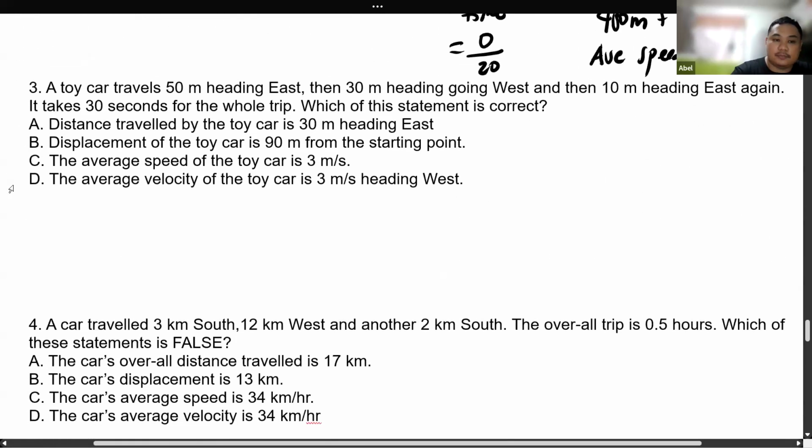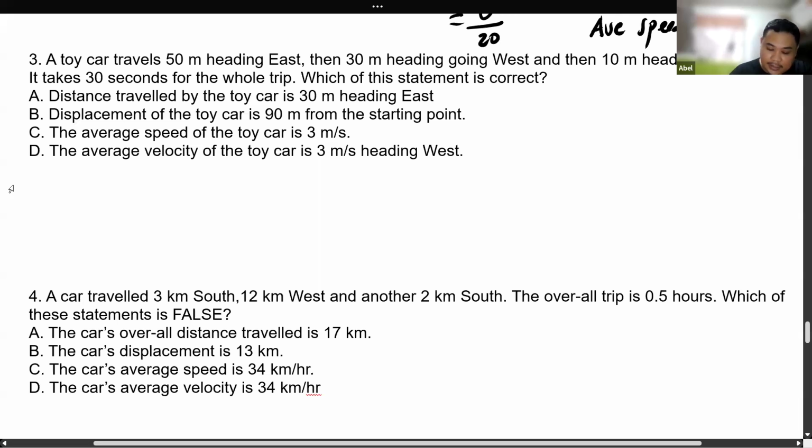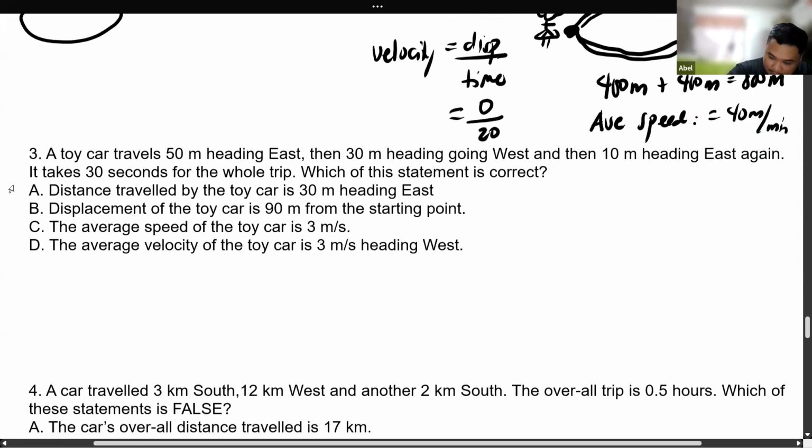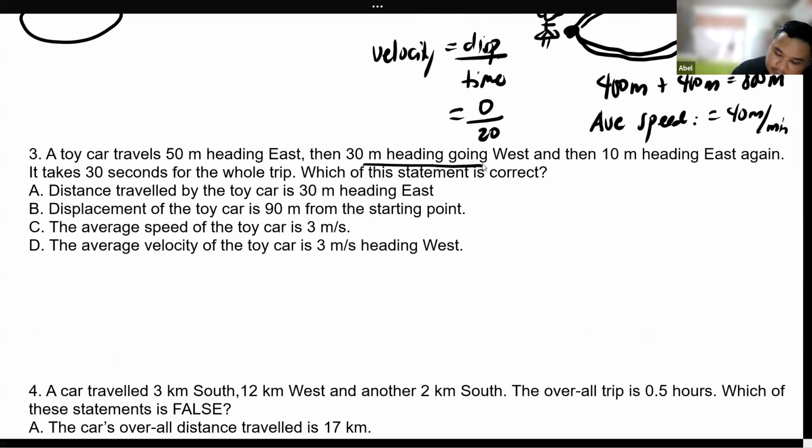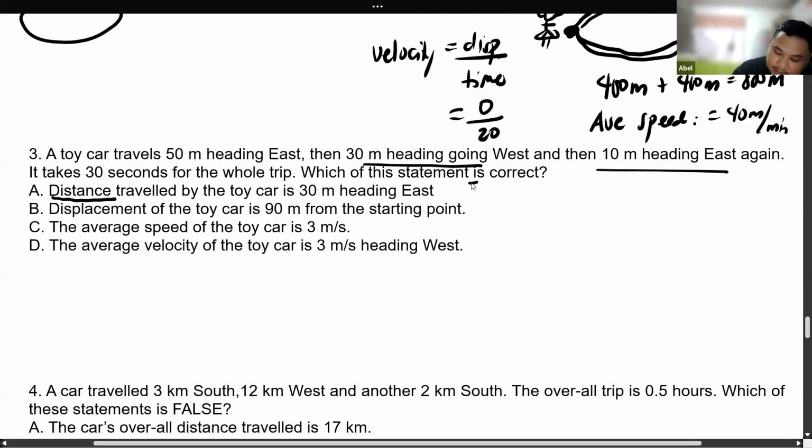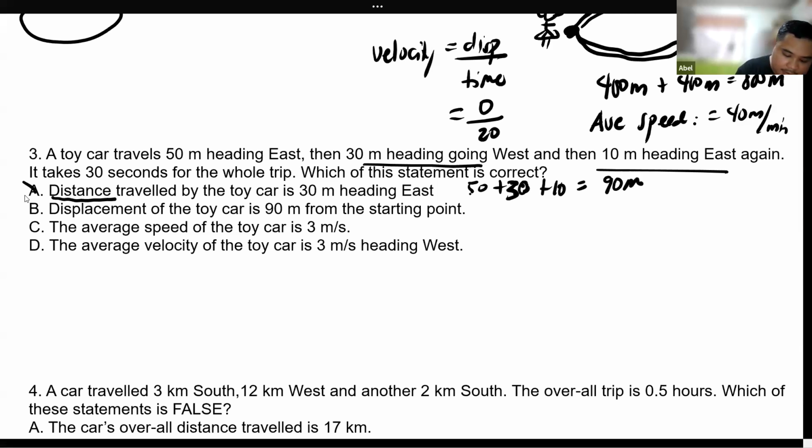Now, how about this number three? A toy car travels 50 meters heading east, 30 meters heading west, and 10 meters heading east again. It takes 30 seconds for the whole trip. Which of these statements is correct? Now, if you're going to look for the distance traveled, that is simply 50 plus 30 plus 10, that would be 90 meters, right? So letter A is wrong, okay, because the total distance is 90 meters. Displacement of the toy car is 90 meters from the starting point.